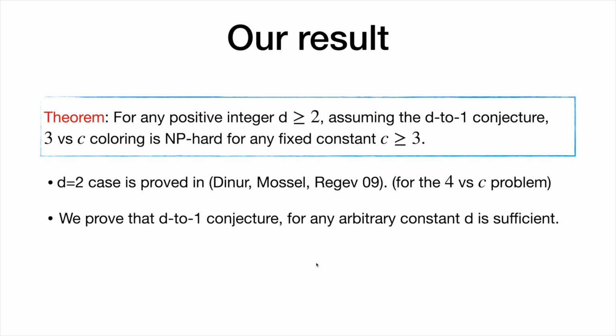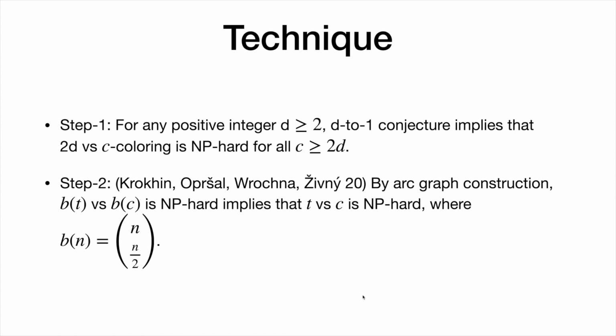One might hope that the d-to-1 conjecture with perfect completeness might be easier to prove than just the 2-to-1 conjecture. Our result shows that even if one proves that, it suffices to prove hardness of 3 coloring. First, prove that the d-to-1 conjecture implies that 2D versus C coloring is NP-hard for all C. It turns out that this is sufficient to prove hardness of 3 versus C as well, due to an amplification result by Krokhin, Opršal, Wrochna, and Živný.